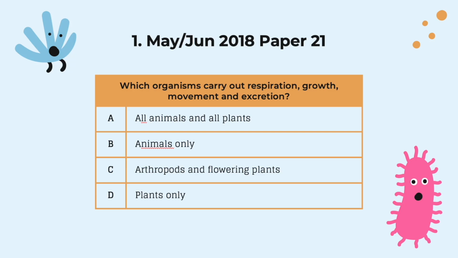So let's solve by excluding. Choice A, all animals and all plants, sounds very reasonable. Well, let's look at the rest. Choice B, animals only? Definitely not. The characteristics relate to all living things. Choice C, arthropods and flowering plants? Yes, but it's not only associated with them. Choice D, plants only? Definitely not. As you can see, choice A is the best answer.